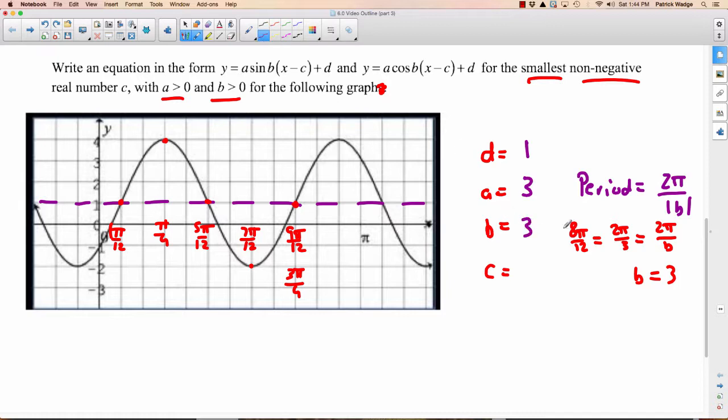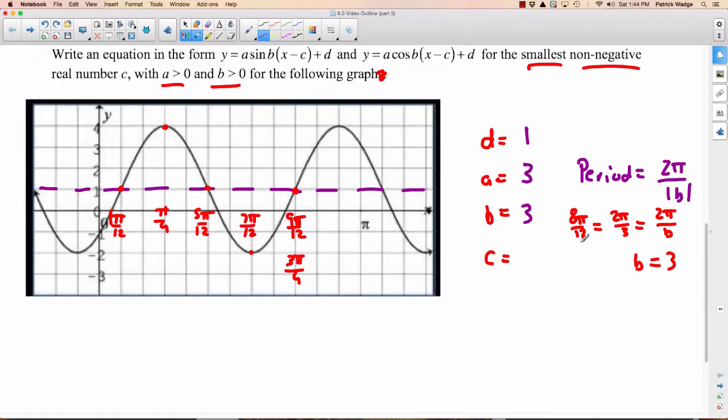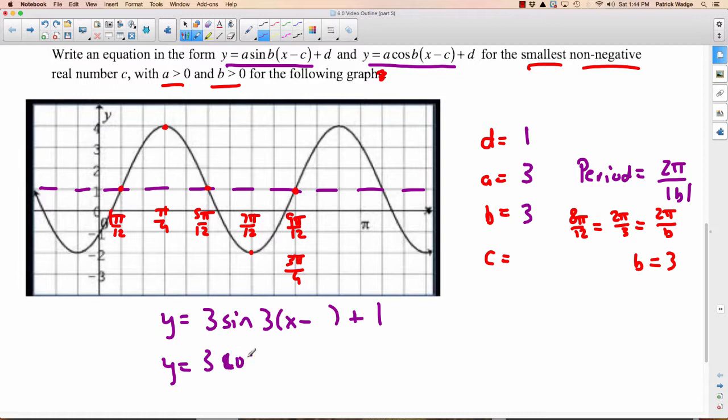It's 3. Now, we're going to leave the c value for a second. What I'm going to do is write these two equations right here. I'm going to fill in everything we know so far. So for the sine graph, we have y equals a, well, a is 3, sine b, b is 3, x minus c, I'll just put x minus, plus d, and d is 1. And then for the cosine, I do exactly the same thing. y equals a, well, a is 3, just like before, cosine b, that's 3 as well, x minus, plus d, and d is 1.